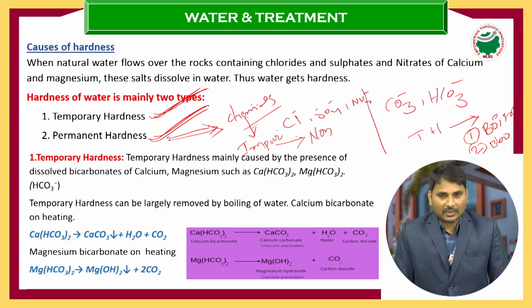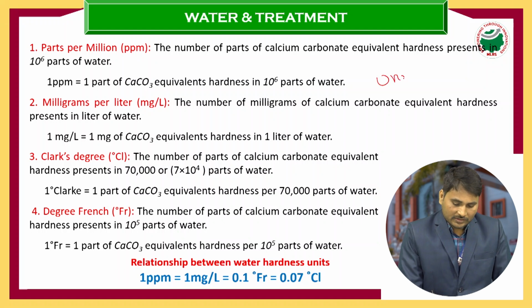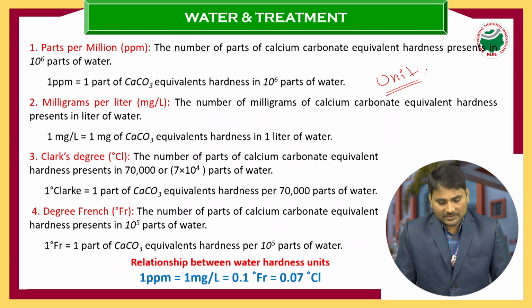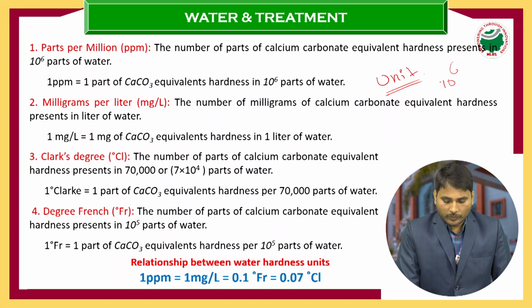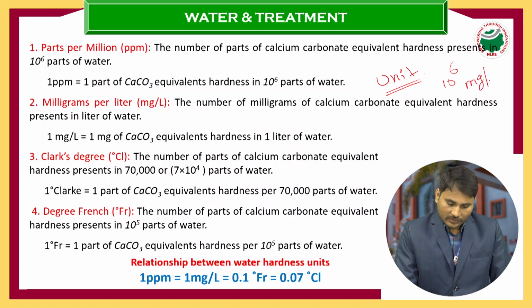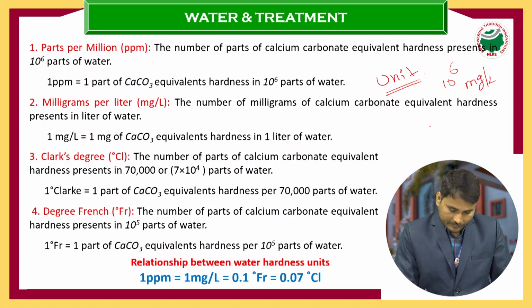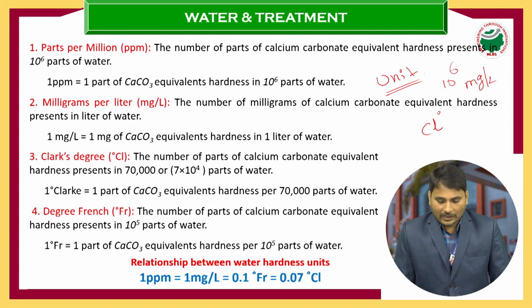Like this, we see the two types of hardness, temporary hardness and permanent hardness. And what are the units we use to express the hardness of water? That is ppm, parts per million. Another unit is mg per liter, that is milligrams per liter. The third one is degree Clark, and the fourth one is degree French. These four units we use as water units.